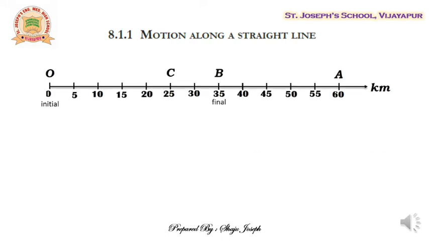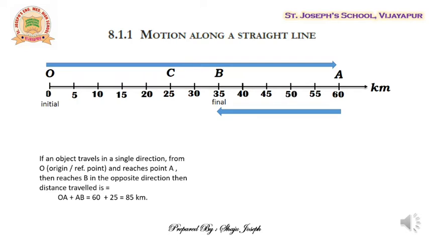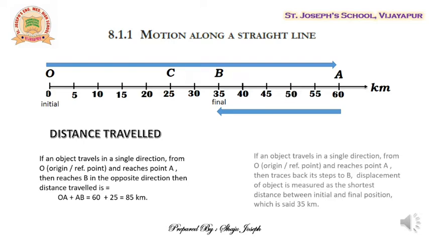Let us take another example. In this case, the object starts at O and goes to A and then reverses its direction and moves to B. This time, the object has traveled a total of 60 kilometers from O to A plus 25 kilometers from A to B. The total distance being 85 kilometers. This is the distance traveled. However, if we look at the shortest distance between initial and final position, we will see the distance between O and B, which is equal to 35 kilometers. So this will be called the displacement. So here distance traveled is a total of 85 kilometers. Displacement, however, is the shortest distance between starting point and ending point, which is 35 kilometers.